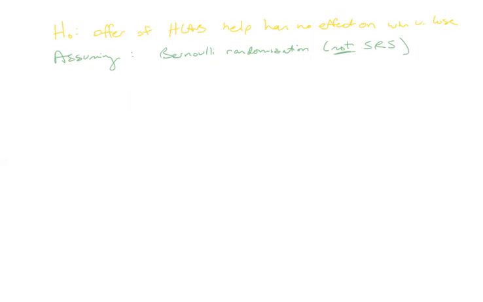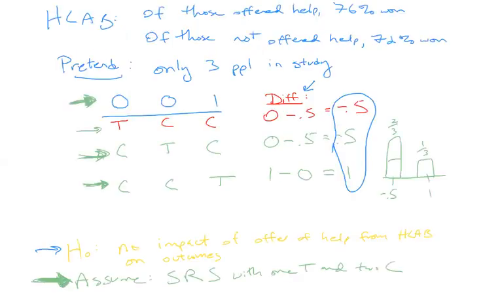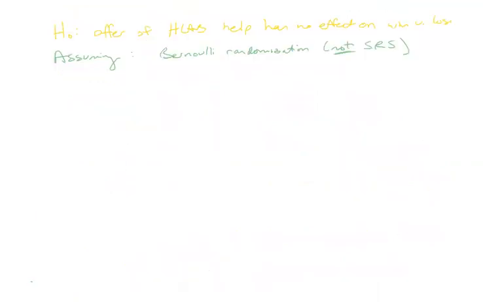So if we go back to the previous slide and look at this, what's going to change? Well, there's still only 3 people in the study, and I'm still going to have the 0, 0, 1 for what happened to their outcomes. And it's still going to be true that the actual data I observed is TCC. What's going to change is the list of possible ways the randomization could have come out. Because if I am flipping a coin for each person, I'm not restricted to possible results where one person has T and the other 2 have C. So let's see how that looks.